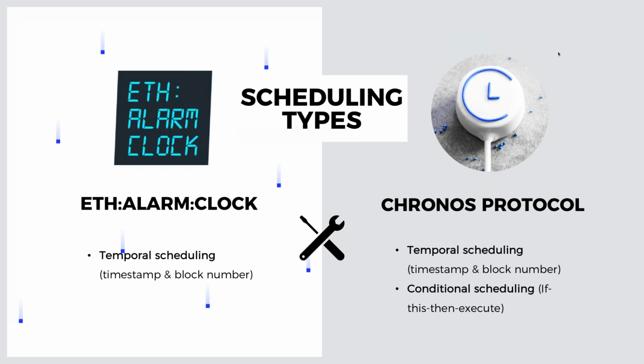We have been calling this the conditional scheduling. If this, then execute, basically. So this increases the ability of the Chronos protocol beyond just what the alarm clock can do, which is wait on a particular time.